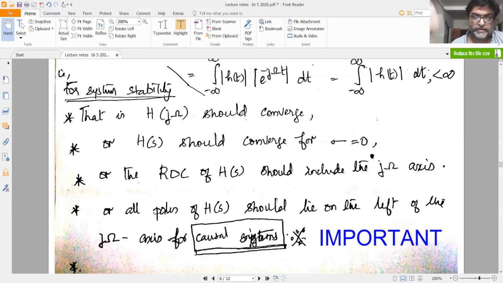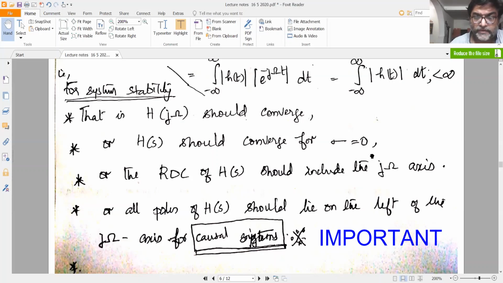So that is for any right-sided sequence. Sorry, for any causal signal, the region of convergence exists from, let's say, just outside the outermost pole to plus infinity. I hope this is clear. This we already have discussed.